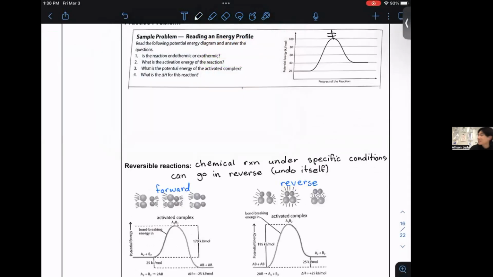Okay, can I get a volunteer for each of the four parts? Number 1, it is endothermic, the starting potential energy is less than the ending potential. Number 2, the activation energy is 80 kilojoules per mole. Number 3, the energy of the activated complex is 100 kilojoules per mole. And the last one, what is the change in H? 20 kilojoules. Yes, very good.